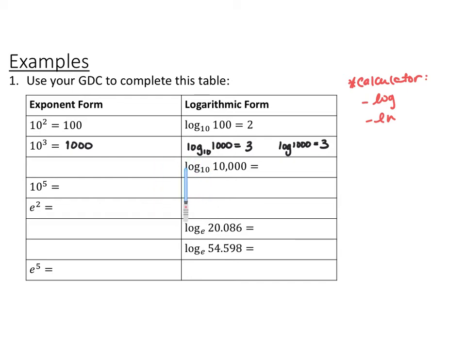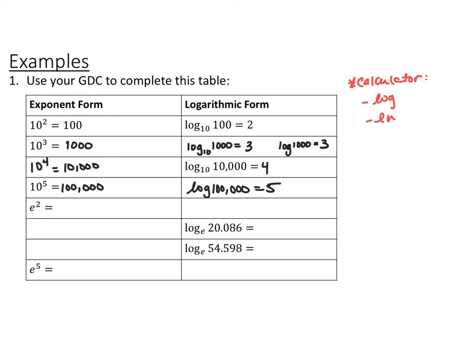You could probably do it in your head, but if you wanted to do it with your calculator, you would just use log of 10,000. So go ahead and try the next two. Log base 10 of 10,000, evaluate that, and then write that in exponential form. And 10 to the 5th, evaluate that, and write that in logarithmic form.